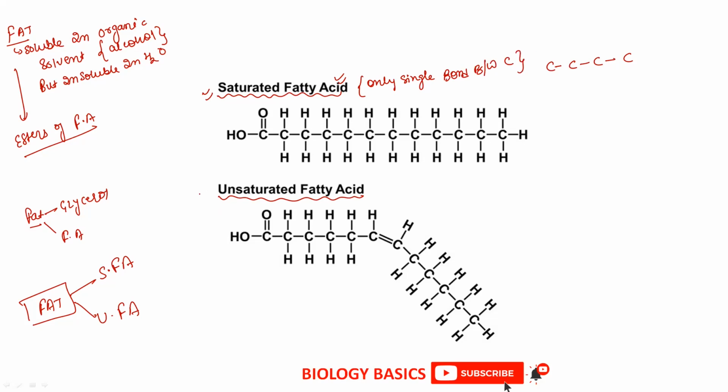And in the unsaturated one, you can see you have one double bond between two carbons, right? Those unsaturated fatty acids in which you have one double bond between two carbons are known as monounsaturated fatty acids. And if you have more than one double bond between the carbons in an unsaturated fatty acid, that is termed polyunsaturated fatty acid. All right.